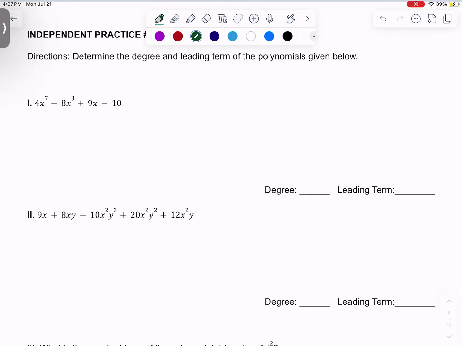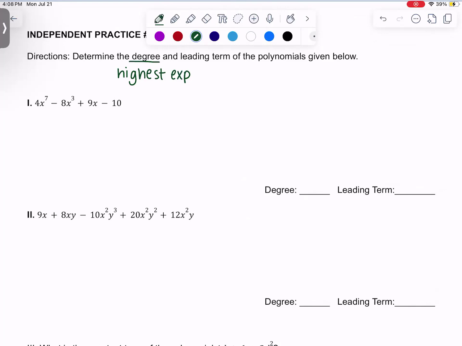Determine the degree and leading term of the polynomials given below. Take a second, pause this video, try it yourself. Pause it now. And hopefully you've paused and we can come back together to see the answers. So the degree is the highest exponent. Write that down, highest exponent. And the leading term is what the degree is on.